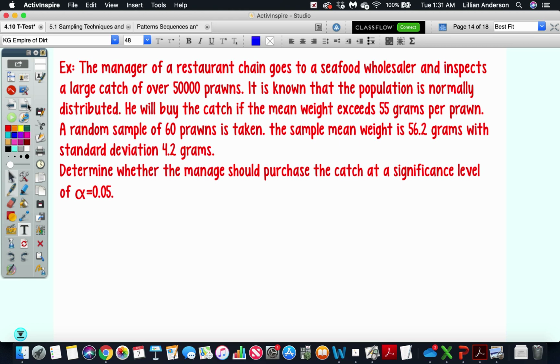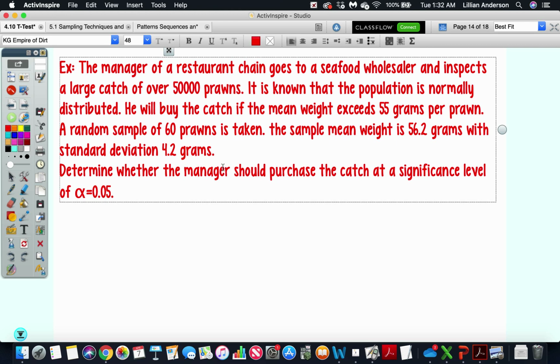So the first example says the manager of a restaurant chain goes to a seafood wholesaler and expects a large catch, over 50,000 prawns. It is known that the population is normally distributed. Now, don't get it twisted. This is not a normal distribution problem. He will buy the catch if the mean weight exceeds 55 grams per prawn. A random sample of 60 prawns is taken. The sample mean weight is 56.2 grams and the standard deviation is 4.2 grams. Determine whether the manager should purchase the catch at a significance level of alpha equals 0.05.